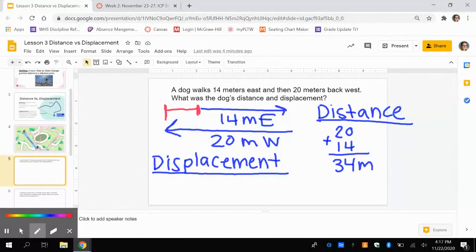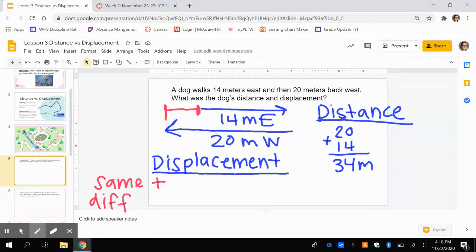So if he's moving 14 meters east and 20 meters west, if he's moving in the same direction, we add. If he's moving in different directions, we subtract. So we know that he's moving in different directions. One time he's going east and the next time he's going west. So we want to subtract these numbers. We want to take 20 minus 14. And you can do this in a calculator as well. When you type 20 minus 14, you're going to get 6.